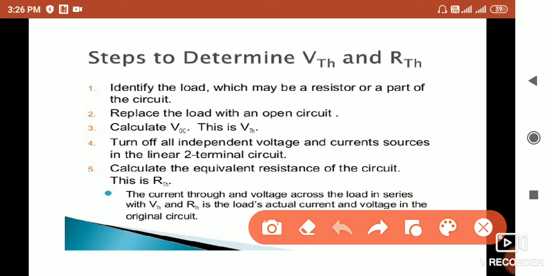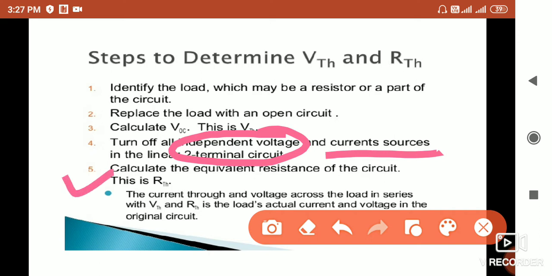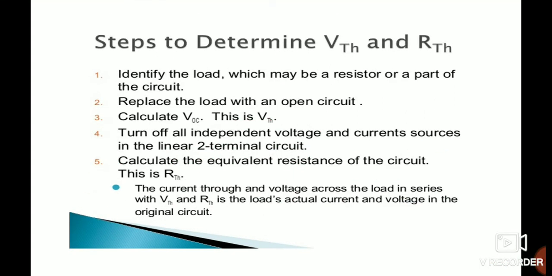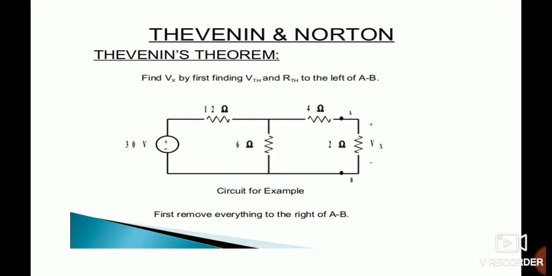The questions for diploma students generally ask for the independent voltage source. We rarely see the current source. So the second step to find RTH is to calculate the equivalent resistance. That is our RTH. It is very easy to calculate VTH and RTH. In the next slide, we take an example for better understanding.